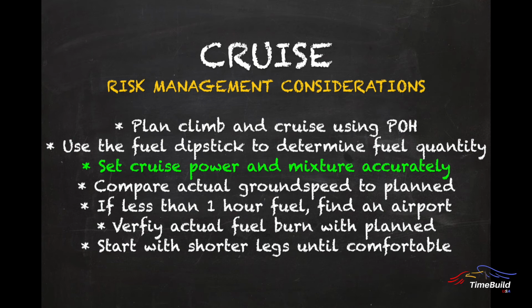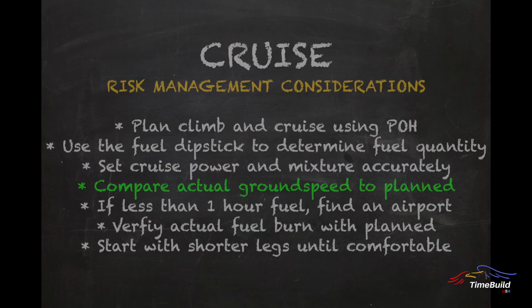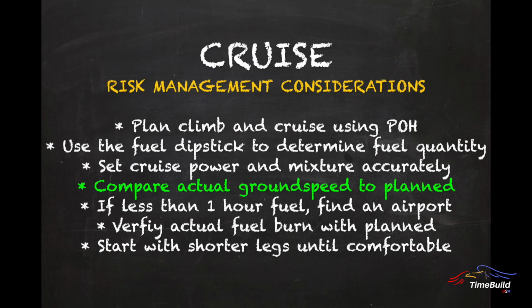TimeBuildUSA aircraft have a portable electronic tachometer that can be used by the pilot for more accurate engine RPM setting in cruise. While en route, routinely compare the actual ground speed with the planned ground speed. Large differences indicate that your fuel calculations may be in error, which can affect your planned fuel reserve. If at any time you become uncertain about the fuel quantity or determine there is less than 1 hour reserve fuel remaining, find the nearest suitable airport with fuel services and land.